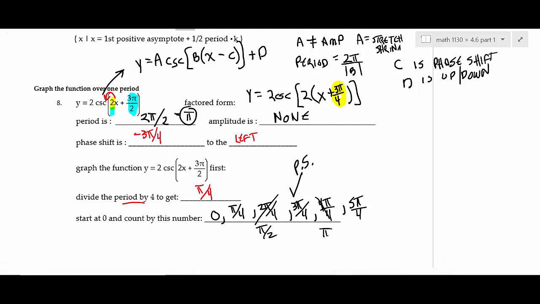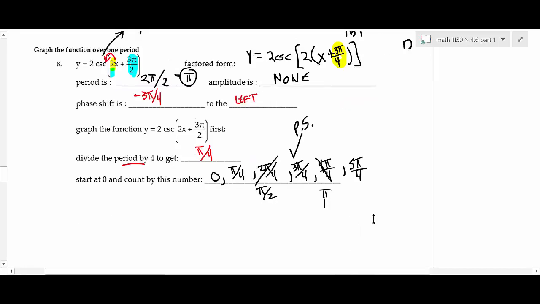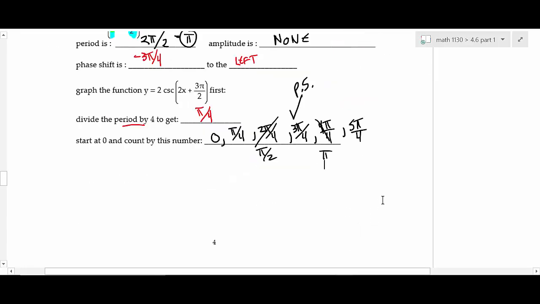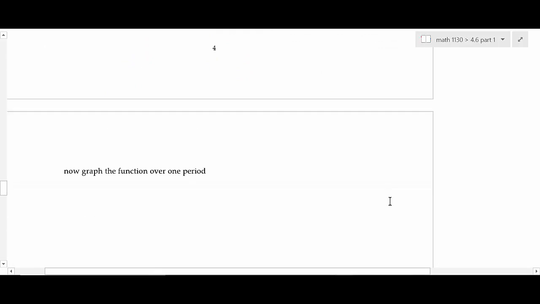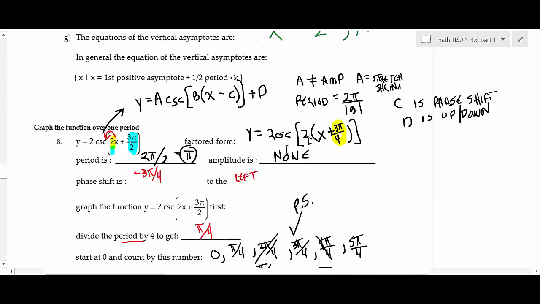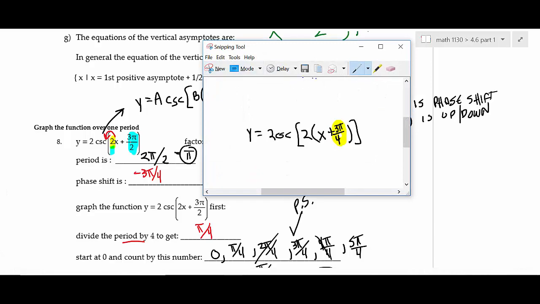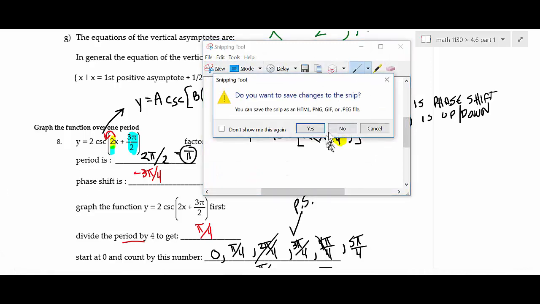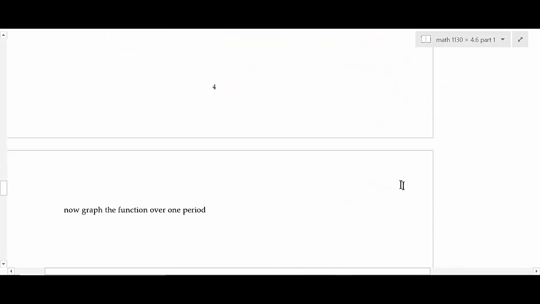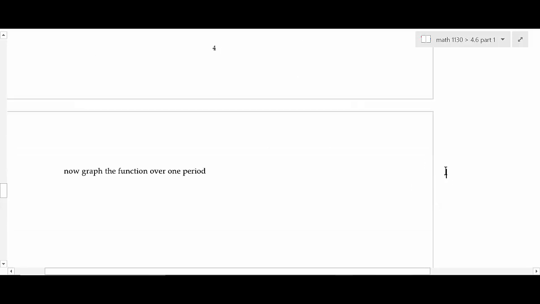So take the period, divide it by 4. That will tell you how your x-axis needs to go. Okay? All right. So let's go to the next page, and we'll try to put this whole thing together now. Now, I'm going to take a screenshot of the factored form of the function, because we need to look at that. Okay, and we're going to try to put this together in a couple of steps, too.